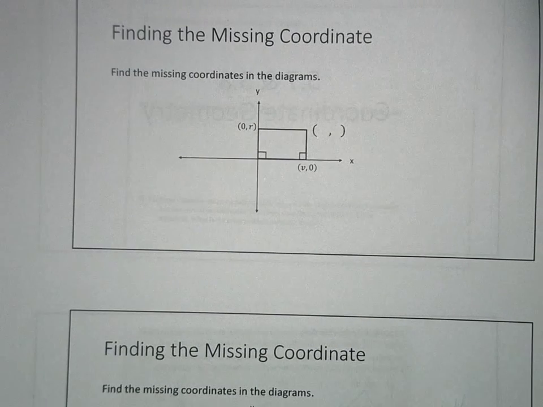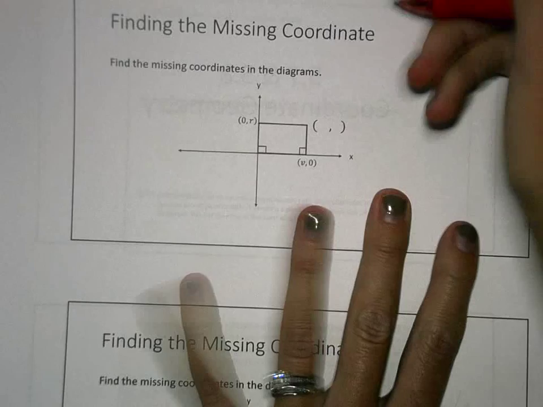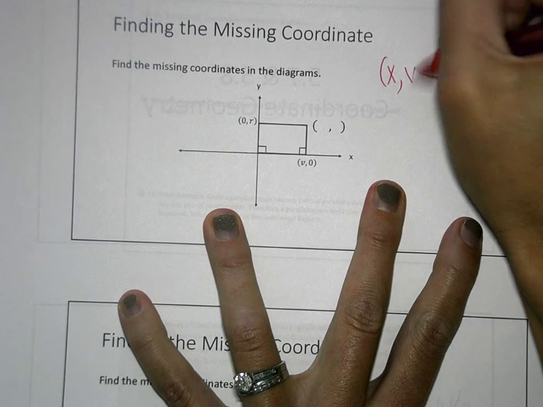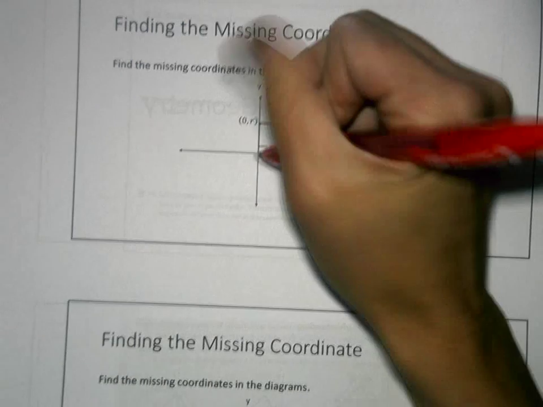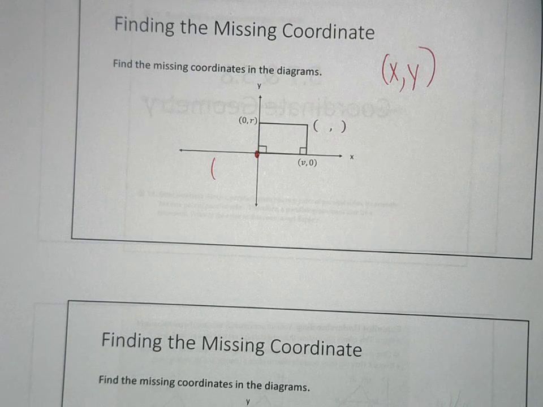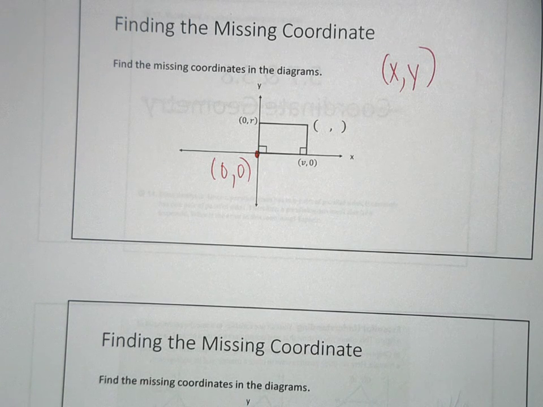And they want us to find these missing coordinates. Now, first of all, we know that all coordinates go in the order, and you want to write this down, x, comma, y. This point right here is called the point of origin. That point right there is what ordered pair with numbers? 0, 0. And anything that is 0 is going to keep the value of 0. Anything that is not 0 is going to be given a letter.